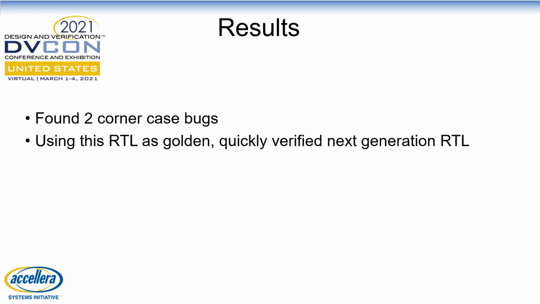Formal was brought up on this design after simulation had been running for a very long time. The reason being, the setup was huge, so it took a lot of time for Formal to bring up. But even after that, we found 2 corner case bugs on this design, which were considered showstoppers. And for every future generation, once this was up and running the first time, we were able to use this RTL as golden and quickly verify the next generation RTL and find bugs with a huge shift left, even before the simulation was up and running.